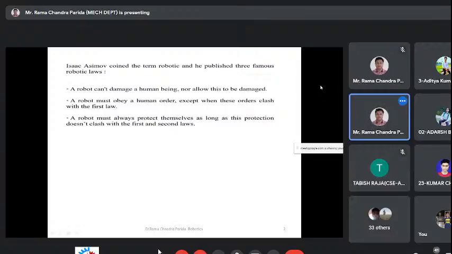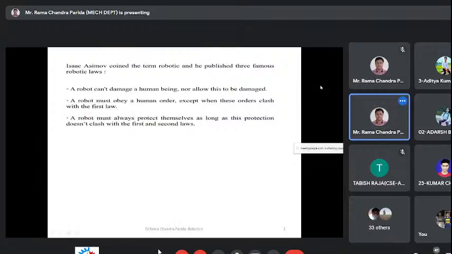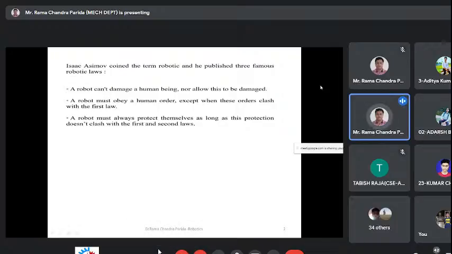So the three laws were given by Isaac Asimov, who introduced the term robotics. As per him, a robot cannot damage a human being, nor allow one to be damaged. That means a robot cannot damage a human being. A robot must obey human orders, except when these orders clash with the first law.